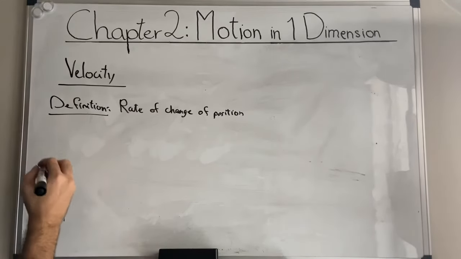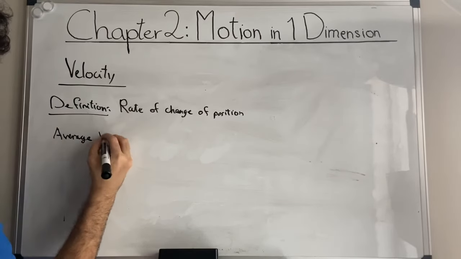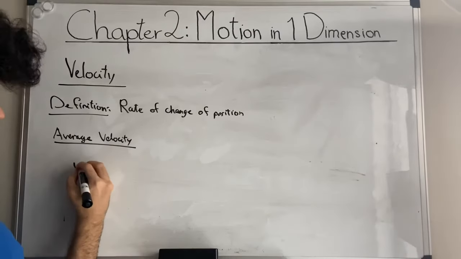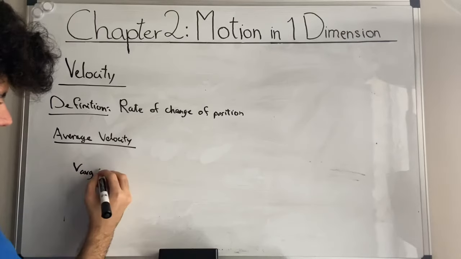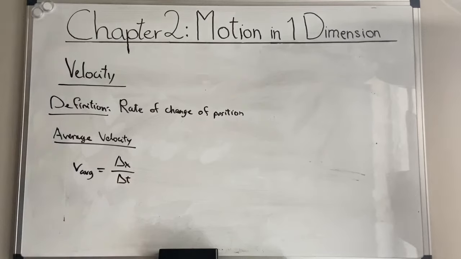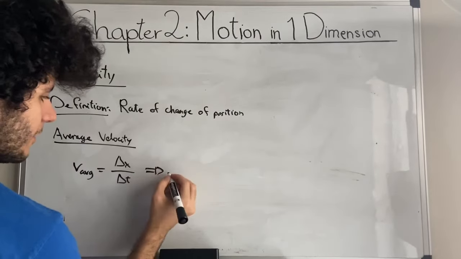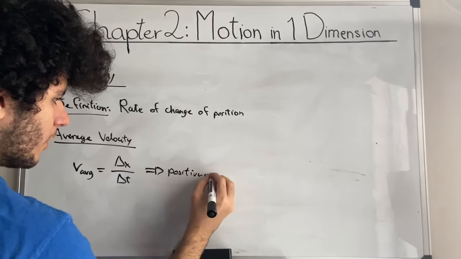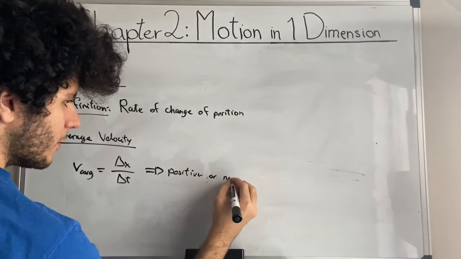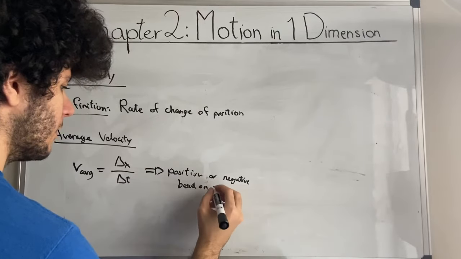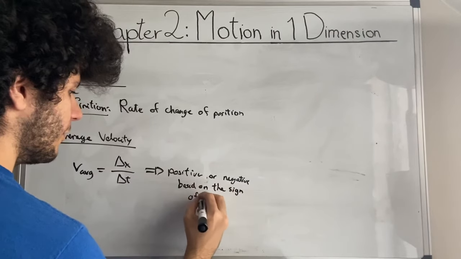First, we're gonna go over average velocity. Right? So, average velocity is denoted as such. Velocity v average is equal to delta x over delta t. We're going to use this formula quite a lot. This is basically the displacement divided by the time interval during which that displacement occurs. And this can either be positive or negative, based on the sign of delta x.